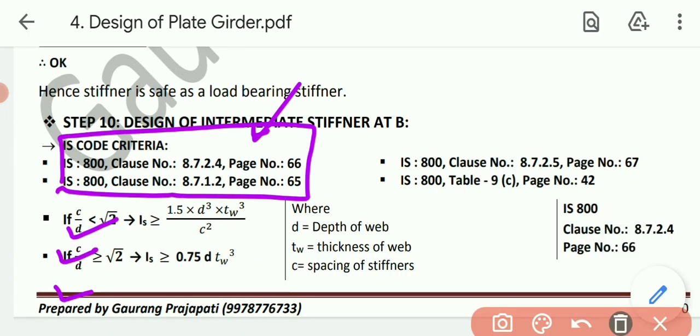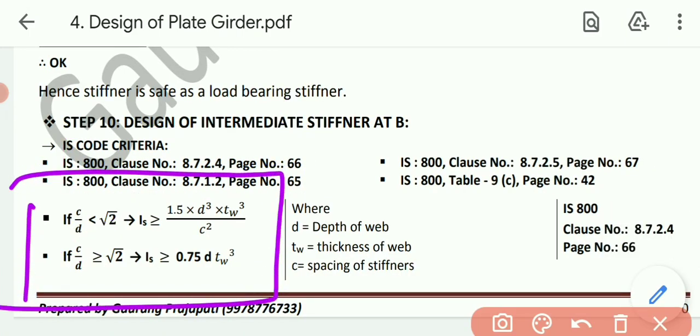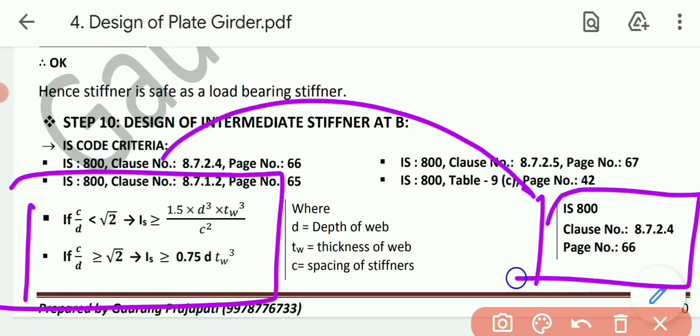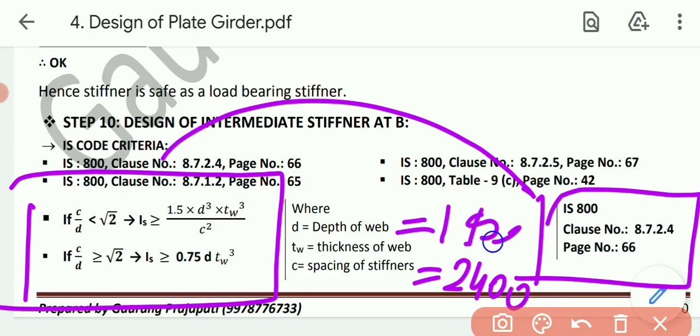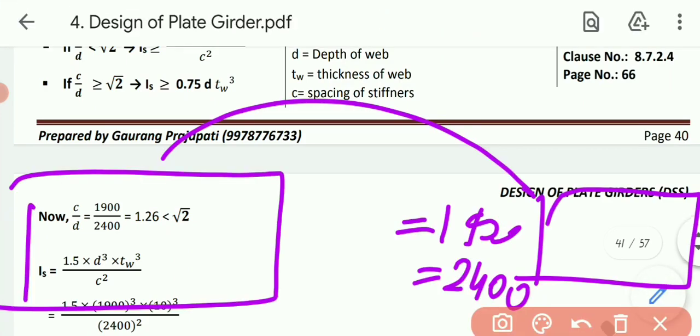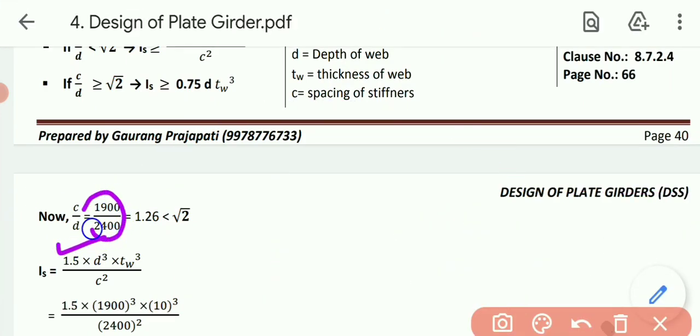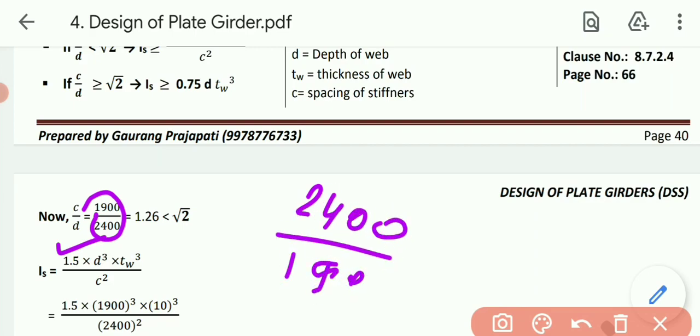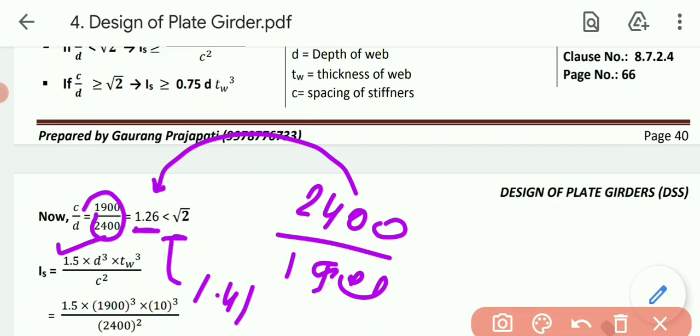So now see, this is the criteria which is given in the code. I have given the same parameters over here as per the code, page number 66, clause number 8.7.2.4. In this one, the parameters are C, the spacing of stiffener, 2400, and D, the depth of web, 1900. So let's calculate the ratio C by D. Okay, one editing mistake is there. C is 2400 and D is 1900, so its ratio will be 1.26. Just a printing mistake is there. So it is 1.26, which is less than root 2. Root 2 indicates 1.41, so it is less than 1.41.